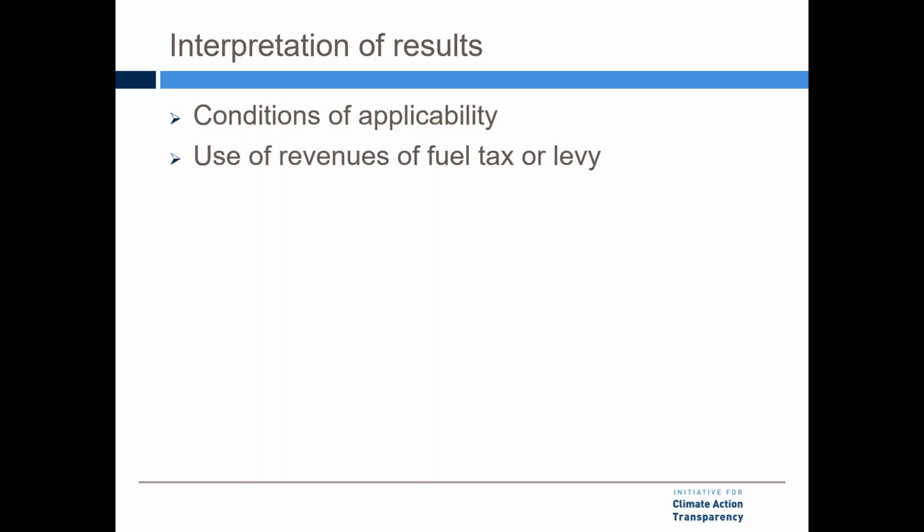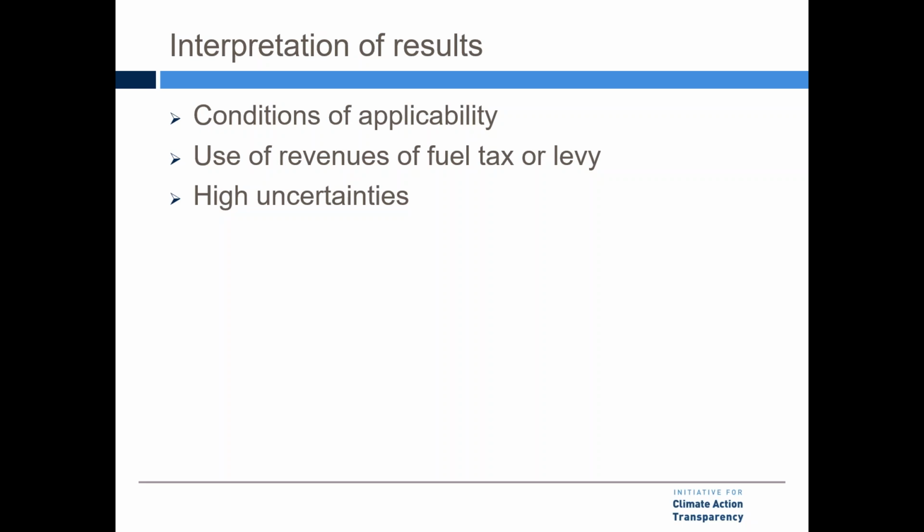Second, it's important to highlight how the revenues of the fuel tax are used. If you imagine that a fuel tax is increased, then the government will have higher revenues through that. And it depends a lot on how those revenues are invested again. If the government invests those revenues into road infrastructure, then this will have an impact on future emissions, and it will change the impact of the measure, or it will influence the impact of the measure. So that's important to see.